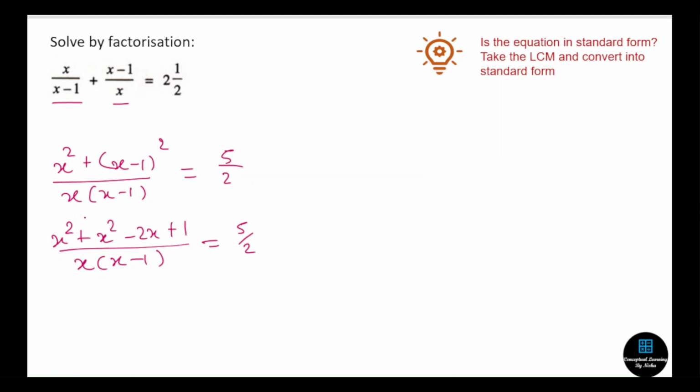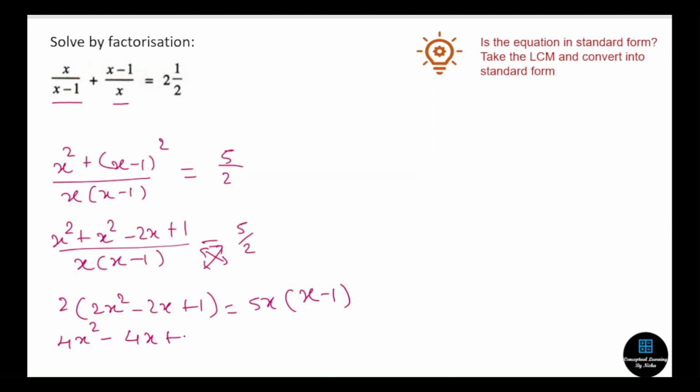Now we'll simplify the numerator as well as cross multiply them. Okay, we'll do the two things together. So what do we get? 2 times 2x square minus 2x plus 1 equals 5x into x minus 1. Now this is 4x square minus 4x plus 2 equals 5x square minus 5x.